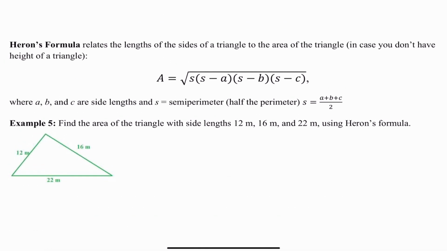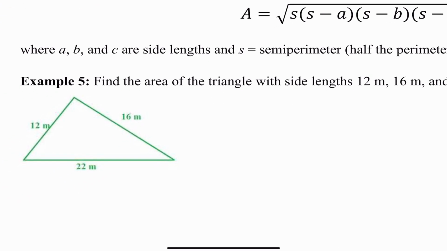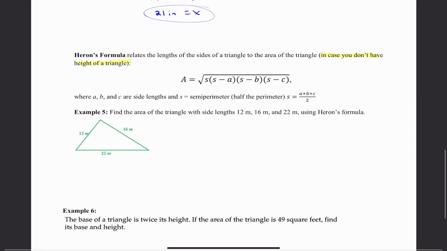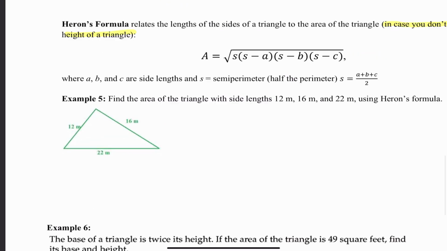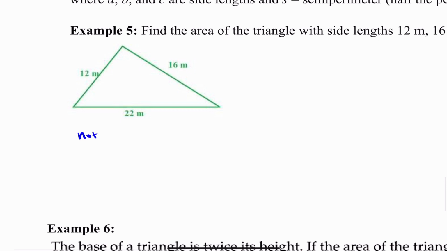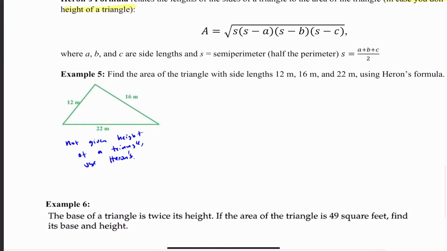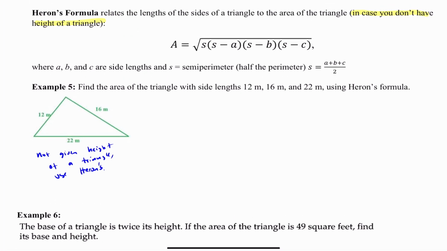Heron's formula. It relates the lengths of the sides of a triangle to the area of the triangle in case you don't have the height of a triangle. This is so important because here you're given a triangle and you're not given the height. So let's go ahead and make a note. Not given the height of a triangle, use Heron's. Heron's formula is this.